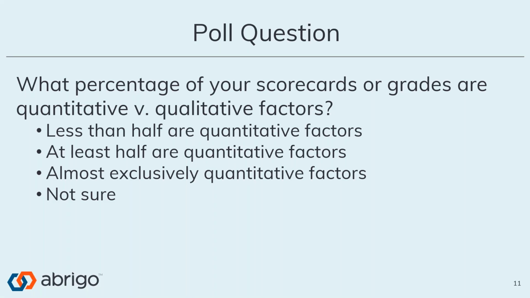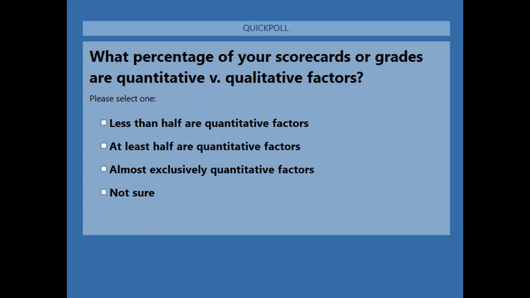So we have our first poll question, Thomas. I think you're going to handle this for me here. Yep, I got it. We're going to open up. I think we have four poll questions today. The first one is: what percentage of your scorecards or grades are quantitative versus qualitative factors? The options are: less than half are quantitative, at least half are quantitative, almost exclusively quantitative, or you're not sure. We're just going to get a pulse of the audience, and we'll leave it open for a few more seconds, and then we'll share the results and see what Rob thinks of them.